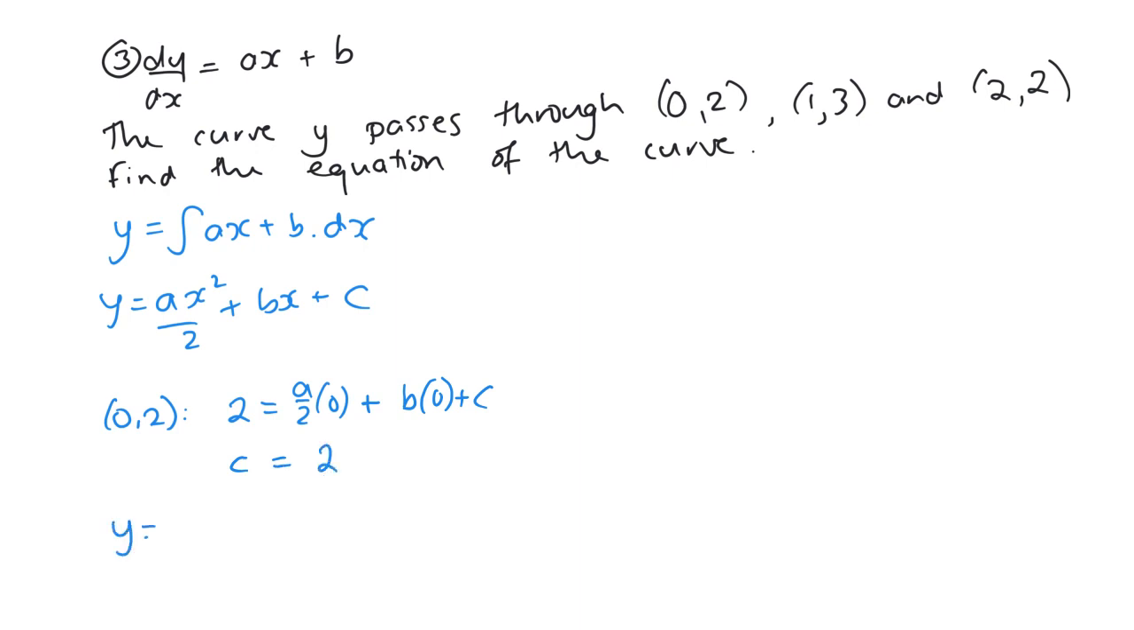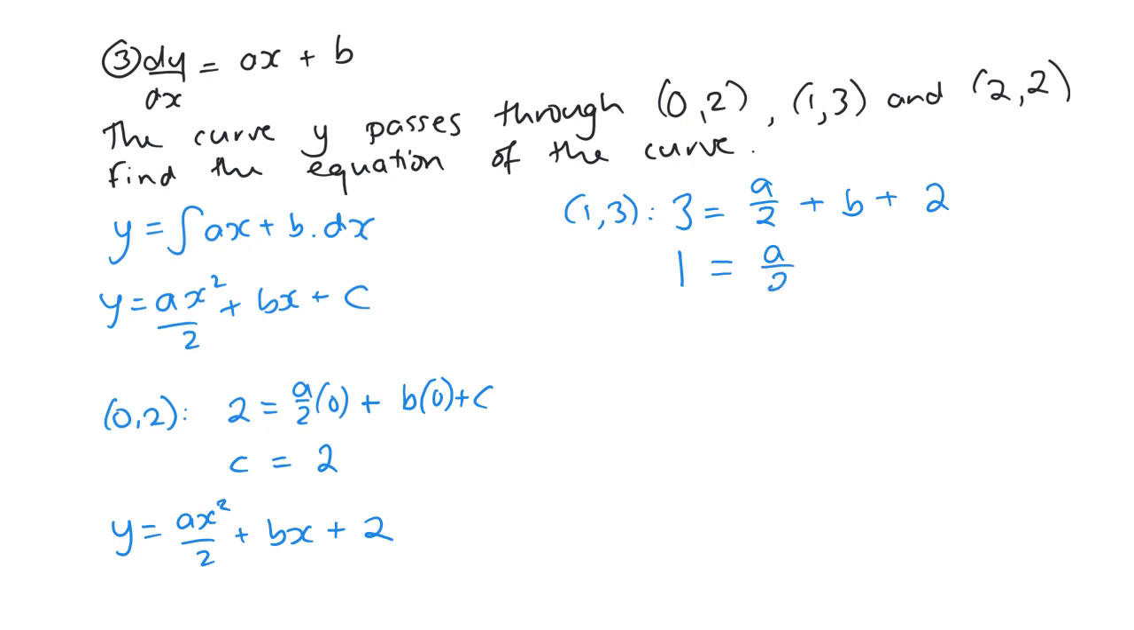So now we've got y equals ax squared over 2 plus bx plus 2. Now look at the point (1, 3) and put that into our equation. So we'll have 3 equals a over 2 times 1 plus b times 1 plus 2. I'm just going to bring that 2 over and we'll get 1 equals a over 2 plus b.